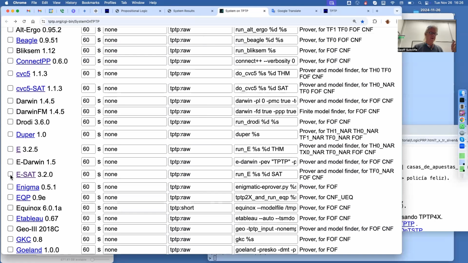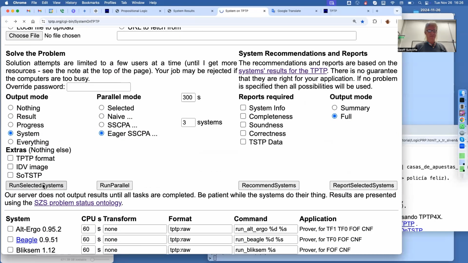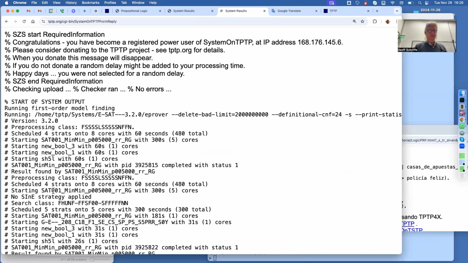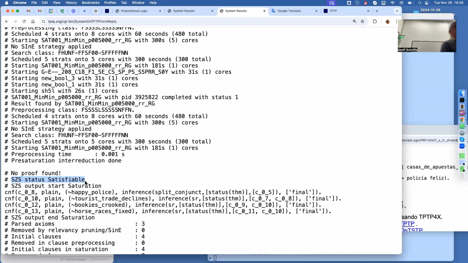We use E set, E set 3.2.0. Okay, and then run. And he says here, satisfiable. That means no contradiction. Did you get to that okay? If I went too fast, I can repeat.